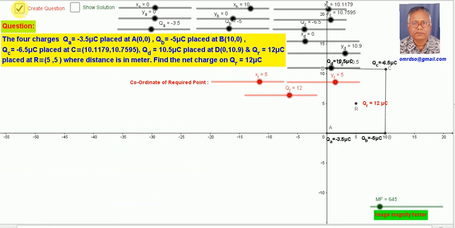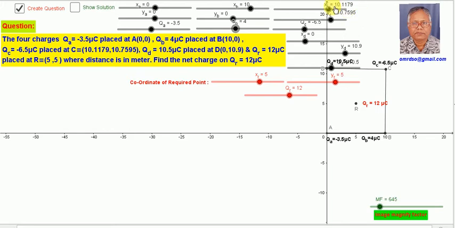I am creating a question by deciding the position of point A. The X coordinate is 0, the Y coordinate is 0. The charge placed on it is minus 3.5 microcoulomb. If you want to change it, you can change it. The X coordinate of point B is 10, the Y coordinate of point B is 0, and the charge placed on B is minus 5. If you want to change it, let us take it as plus 4 microcoulomb.